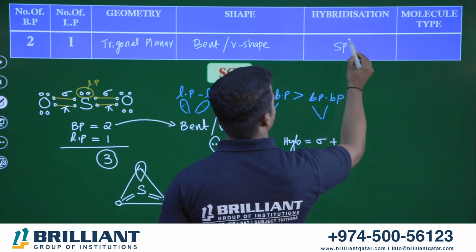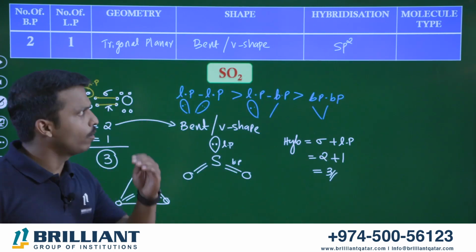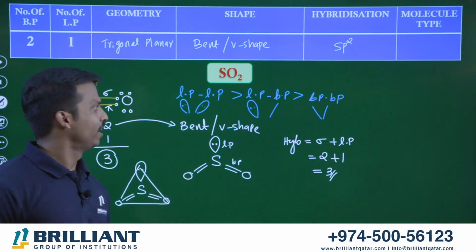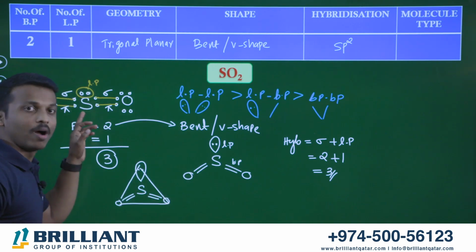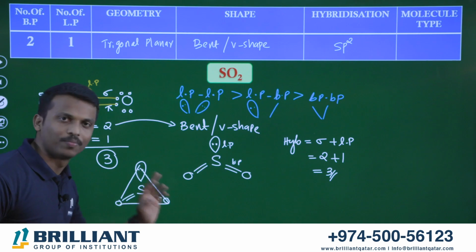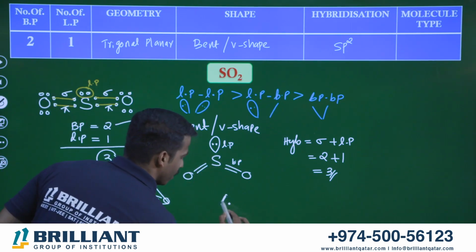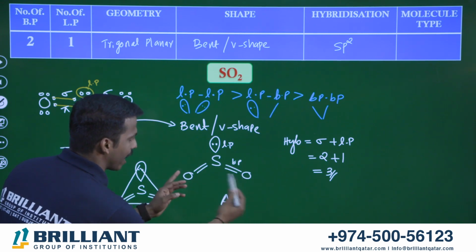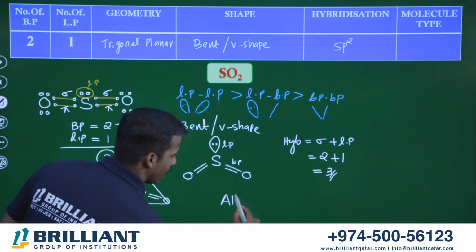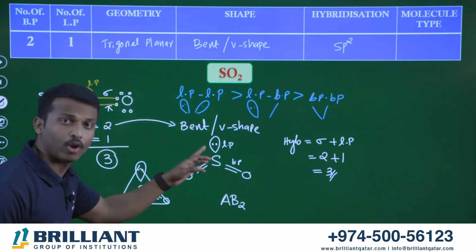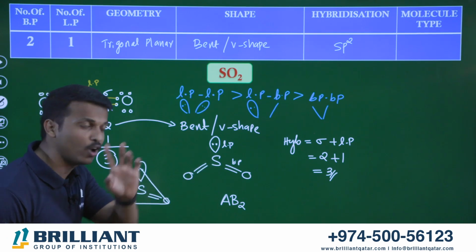SP2 is the hybridization. Can you tell me the type of the molecule? How many central atoms do you have? Only 1 central atom, A. That is sulfur, A. How many surrounding elements do you have? B2. Do you have a lone pair? How many lone pairs? 1 lone pair.